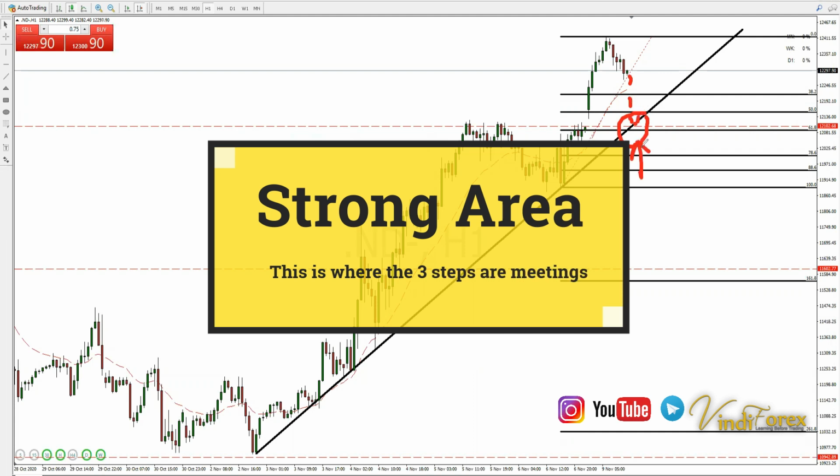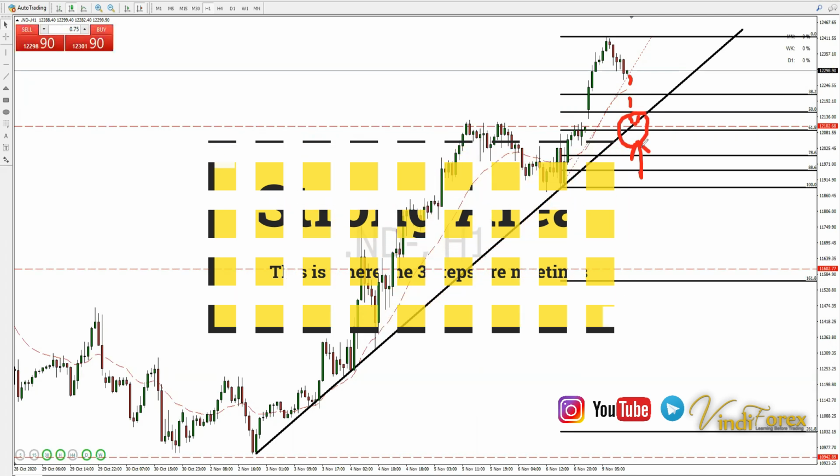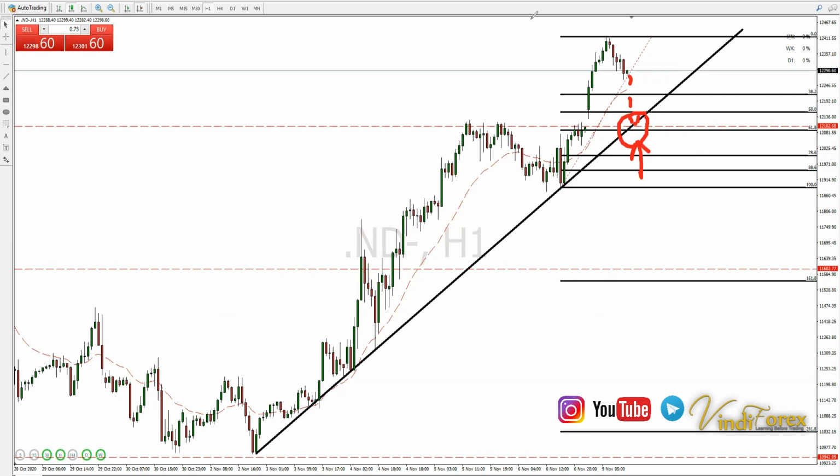So that's what confluence trading is. By doing this, we are trying to establish areas where we're going to find a strong buy or strong sell. In the case of this one, we're most likely to find that correction followed by a move back up.